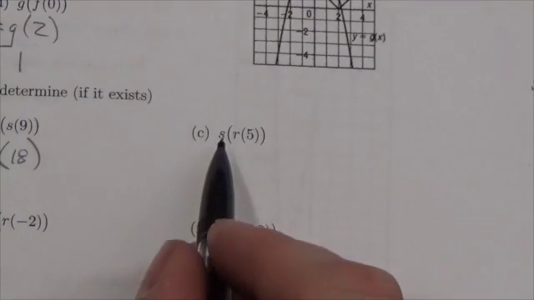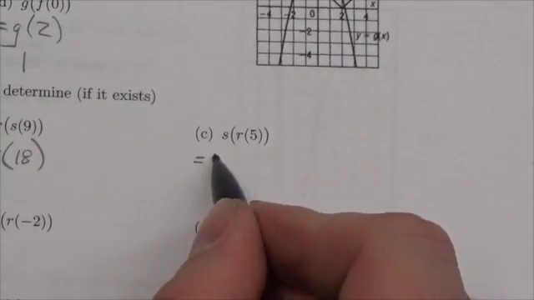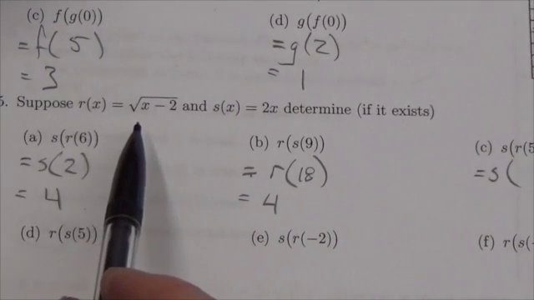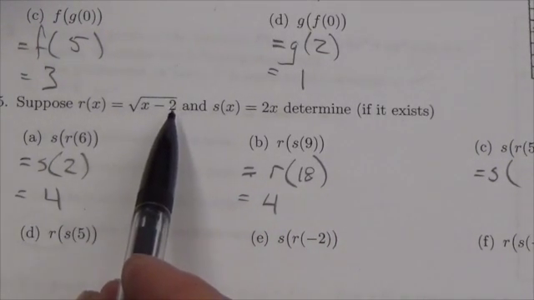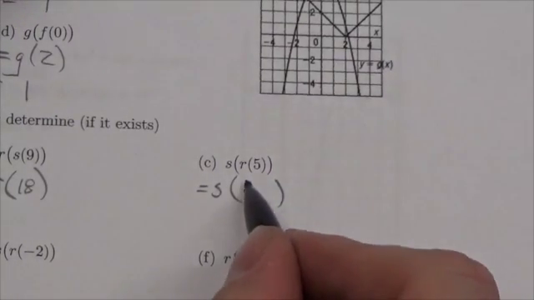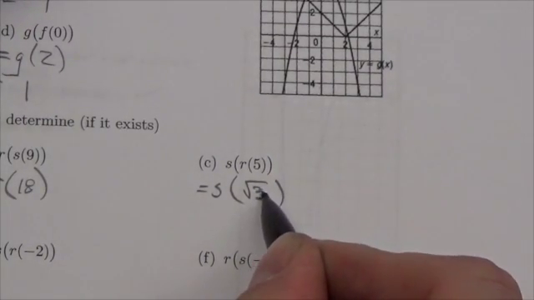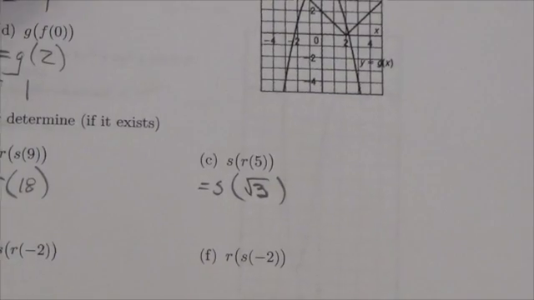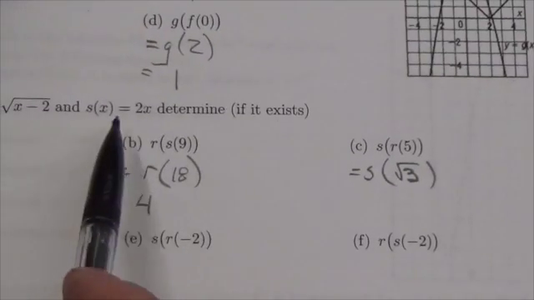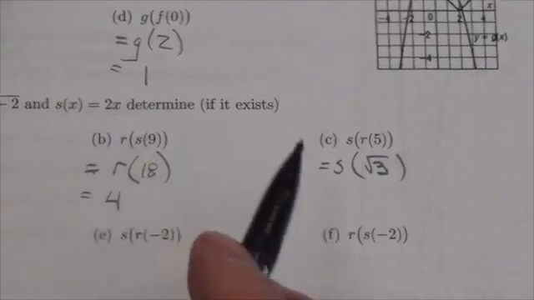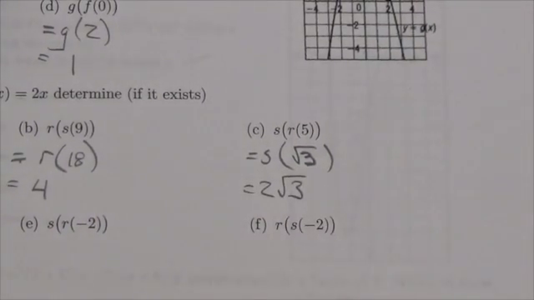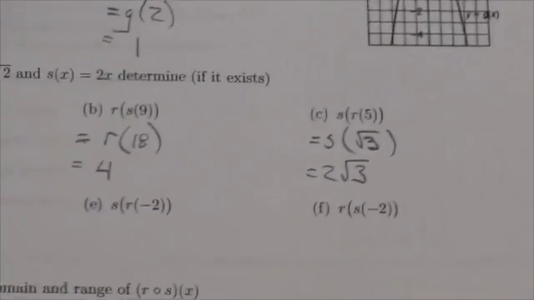Let's try this one. s of r of 5. So again, I'm going to go to my r function and plug in 5. So 5 minus 2 is going to be 3. This becomes now root 3. So it's not this super nice number, but that's okay. It doesn't change anything. And so now I've got root 3 here. When I go to my s function, if I plug root 3 in, this simply becomes 2 times root 3. Nothing wrong with that at all.